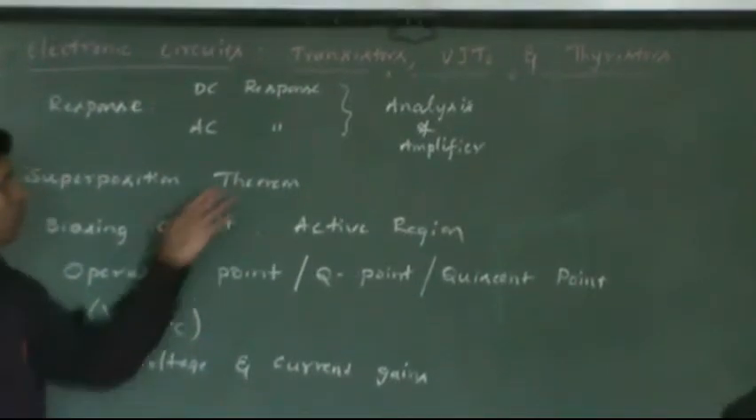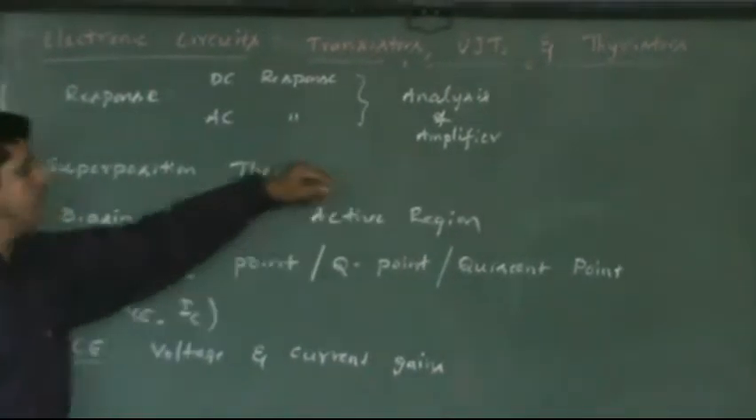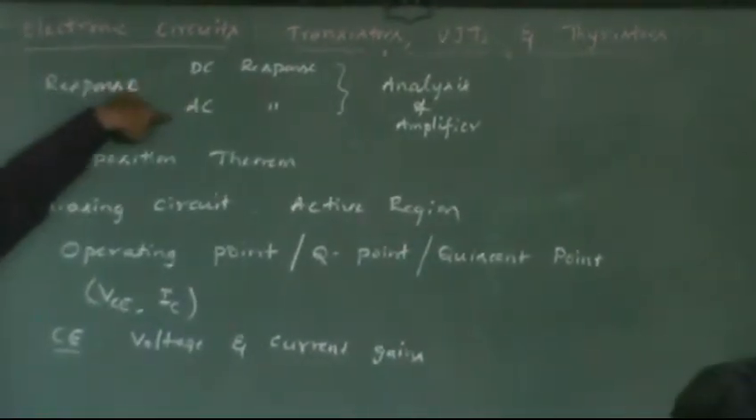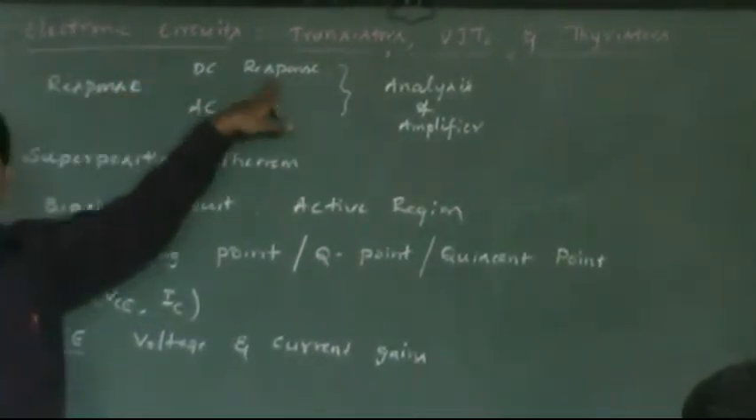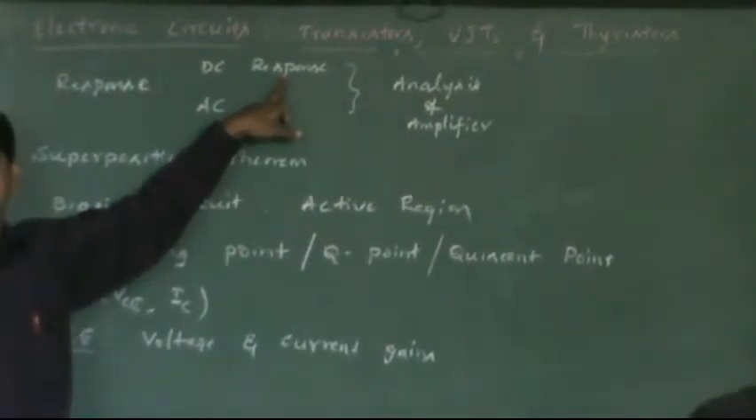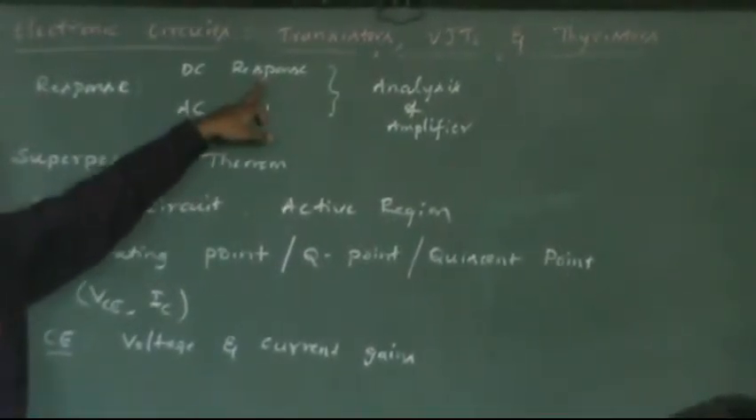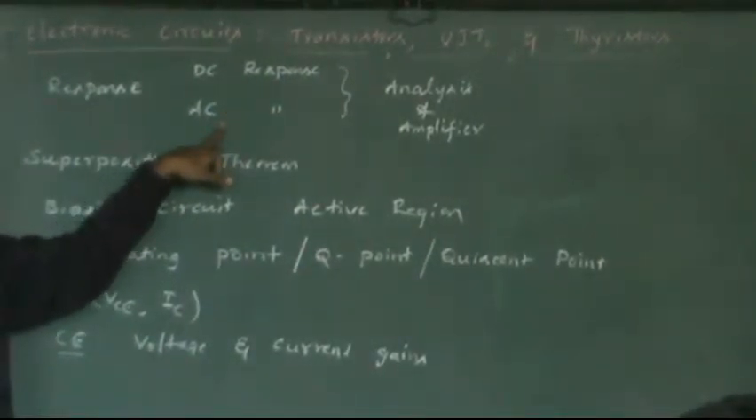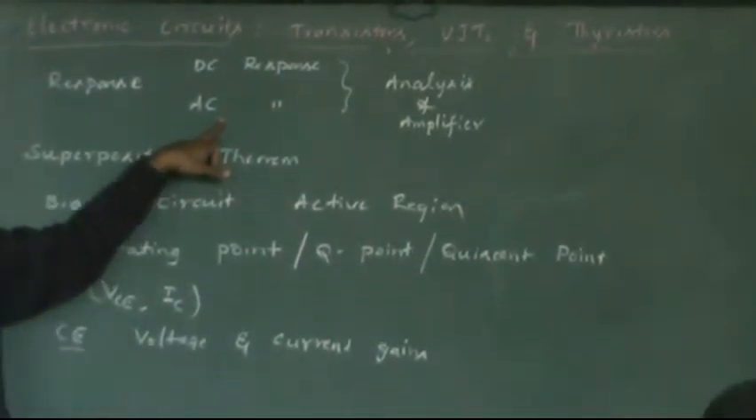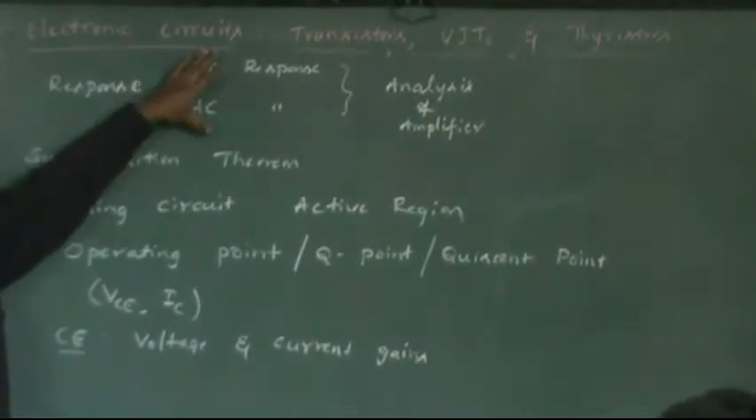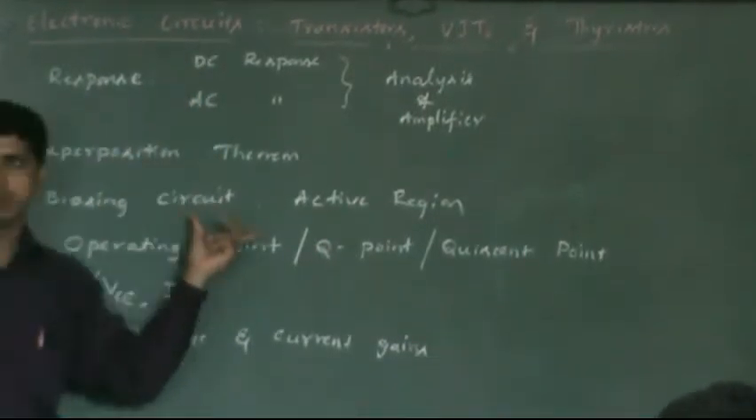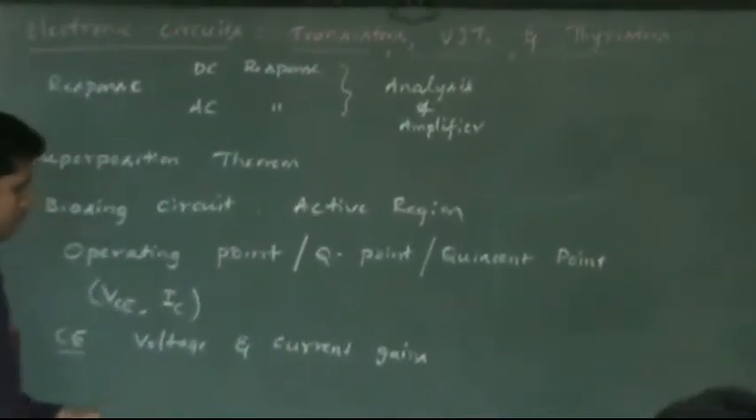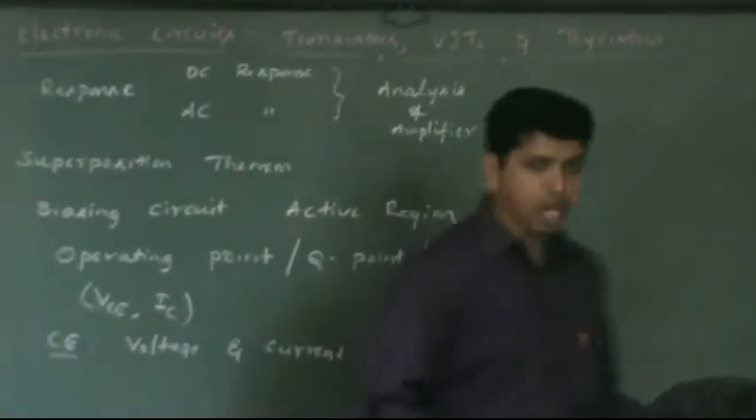Why do we need to apply the superposition theorem for an amplifier? Because it consists of DC voltage as well as AC voltage. Response means it is an output, nothing else. DC output, how do you find it? Having DC voltage. AC response, how do you find it? Having AC voltage. To obtain the total response, what you do is superposition. So this is totally the summary of the operating point.